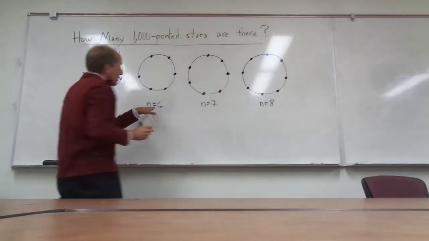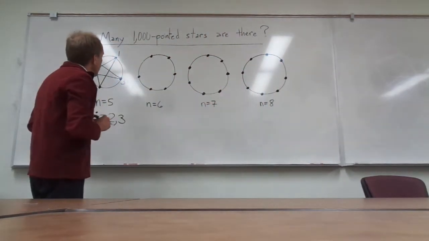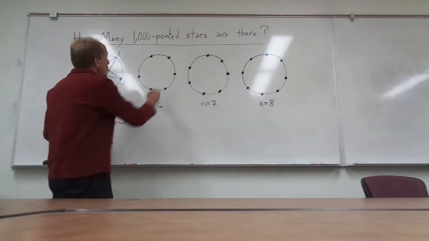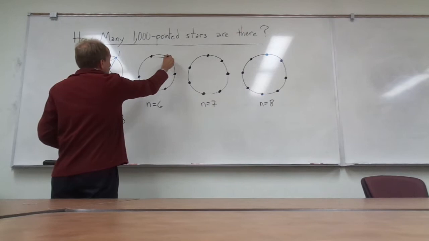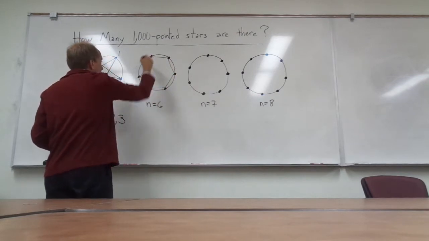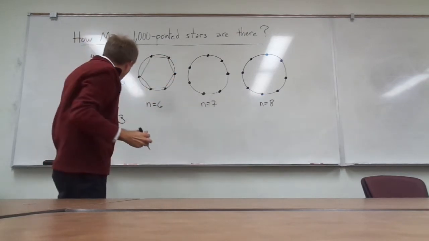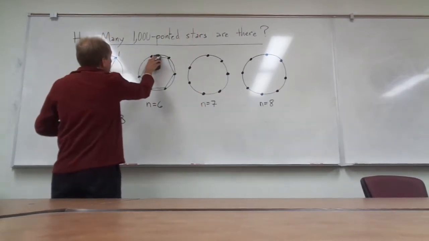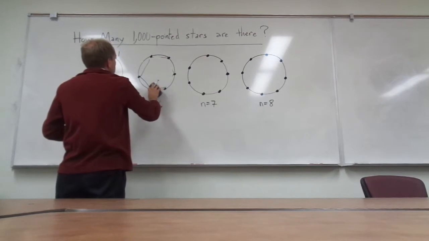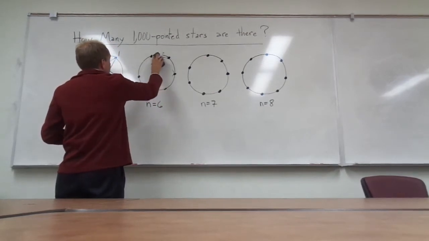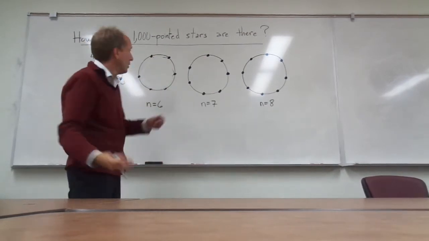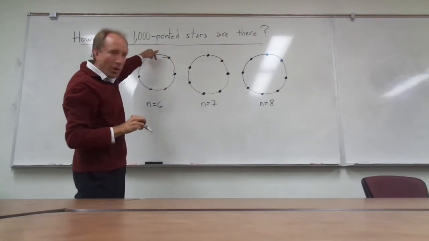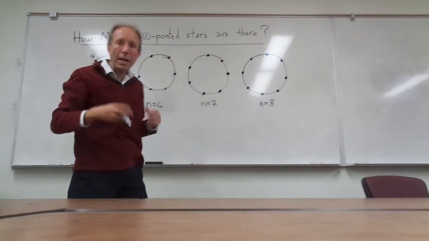If I take, let's say, 6 points, and I think about what j values could I use. By the way, notice you can never use j equal to 1. If you connect every first point, in other words, if you connect every point, you don't get a star because none of the segments cross, right? So j cannot be 1, and therefore it also cannot be 5, because j equals 1 would be connecting every first point clockwise, whereas j equals 5 would connect every first point counterclockwise.